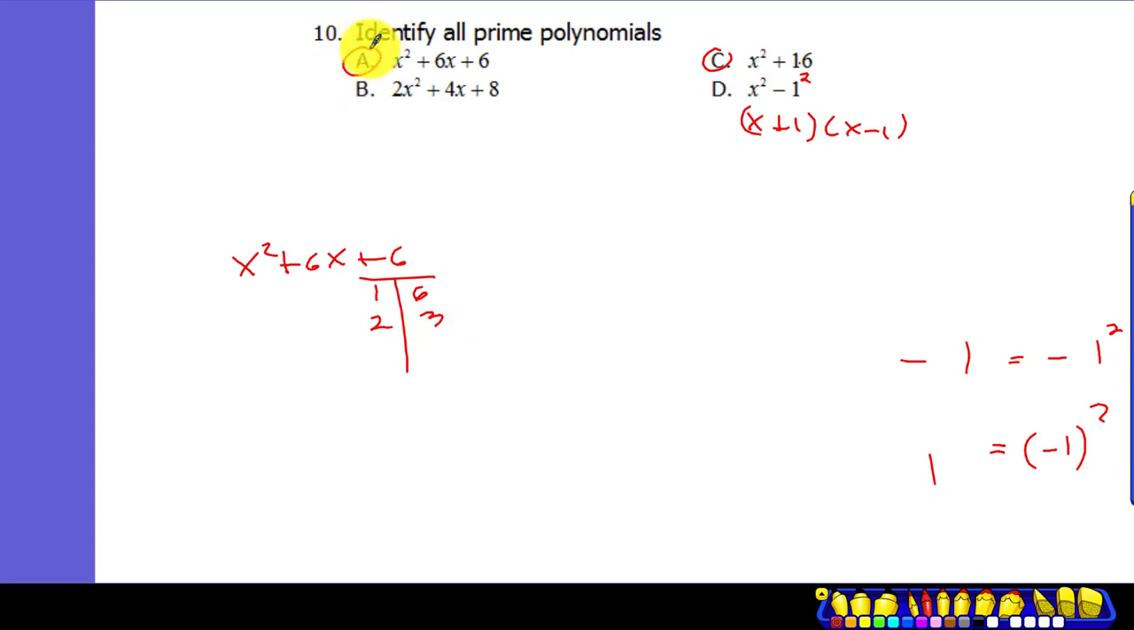Now what about your B? So 2x squared plus 4x plus 8. Can I just right away use my slide and divide? No, right? Because I have a GCF. So when you factor out your GCF, what do we have? X squared plus 2x plus 4. Since you have a GCF, you don't need to factor this. You know that you can factor B, so it's not prime. So for number 10, it should be only A and C. Okay?